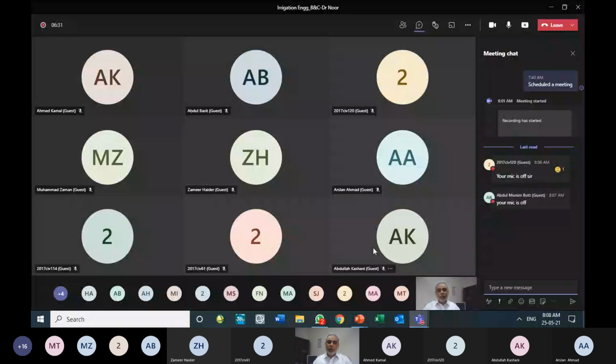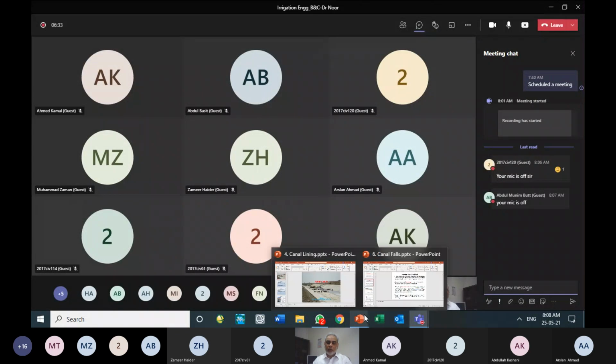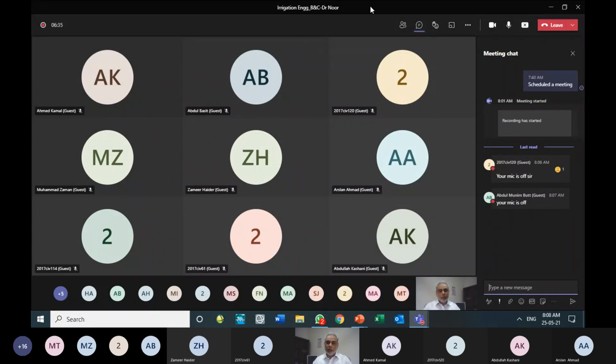So I was reviewing the canal outlet, canal fall, and informed you that we have defined what is a canal fall. Canal fall is a hydraulic structure built across the canal for lowering of the bed and for lowering of the water level in the canal. And the necessity of the canal fall was discussed, and the necessity comes from the design of the canal. If somebody has designed the canal with a steeper slope as compared to the slope of the topography, then canal fall will be there.